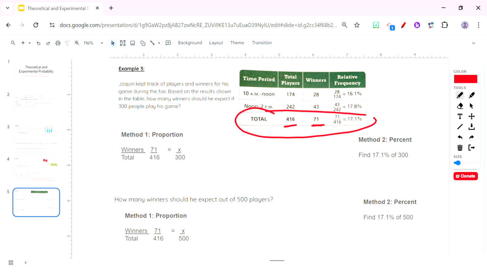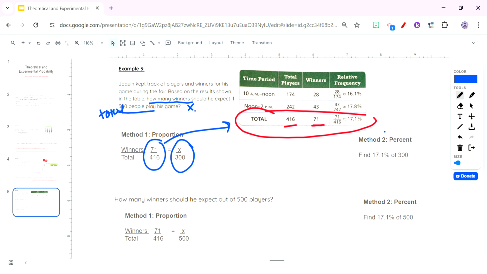We don't know what the number of winners are, so we'll put x here out of 300. All right, and then you just cross multiply to solve. So again, you're setting up your proportion as winners to the total. You're given this ratio in this table here, and then this you just came up with because you're trying to find how many winners, that's why this is x, over the 300 people, that's your total.